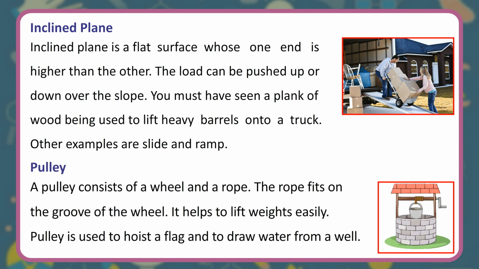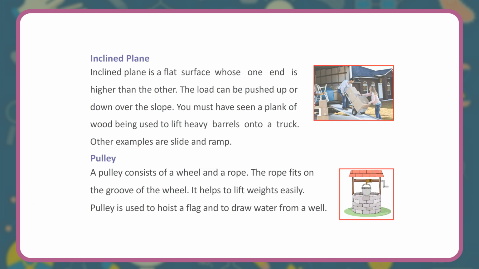Pulley. A pulley consists of a wheel and a rope. The rope fits on the groove of the wheel. It helps to lift weights easily. Pulley is used to hoist a flagon to draw water from a well.